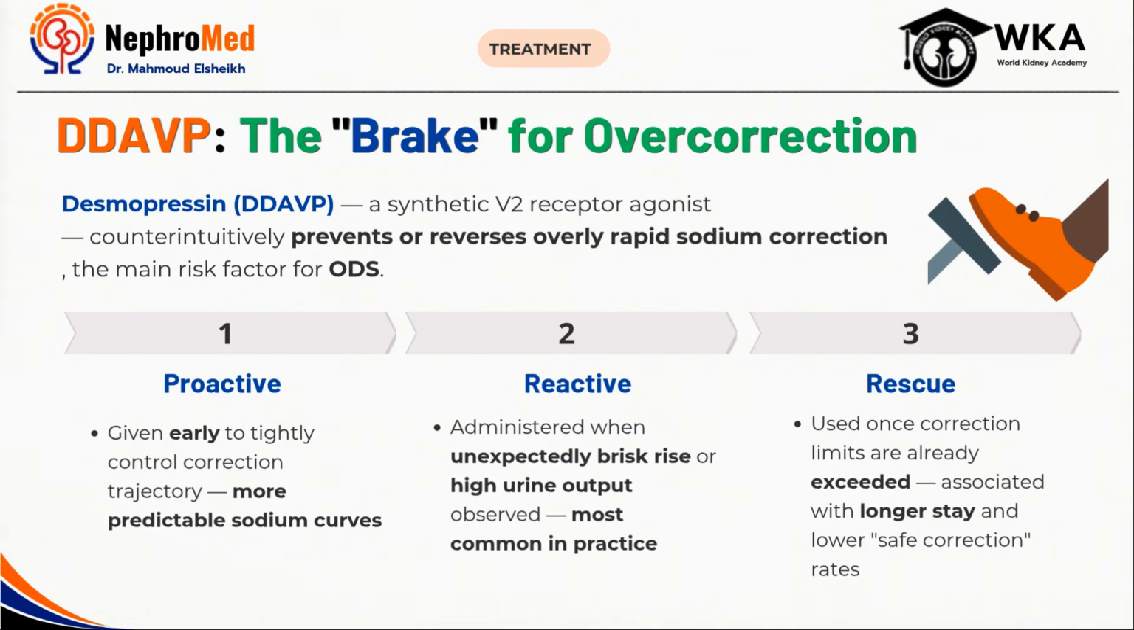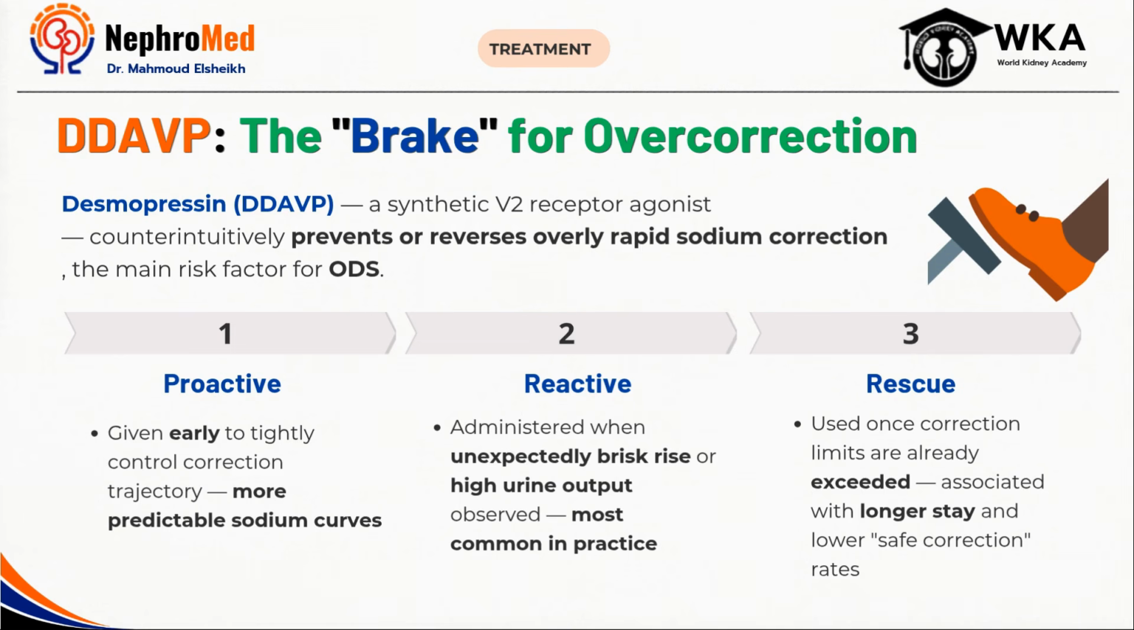Now, this is one of the most important modern concepts in hyponatremia management: the use of desmopressin, or DDAVP, to control sodium correction. At first glance, this idea sounds paradoxical. We are treating hyponatremia, yet we intentionally give an ADH analog. But the goal here is not to worsen hyponatremia. The goal is to prevent uncontrolled overcorrection.